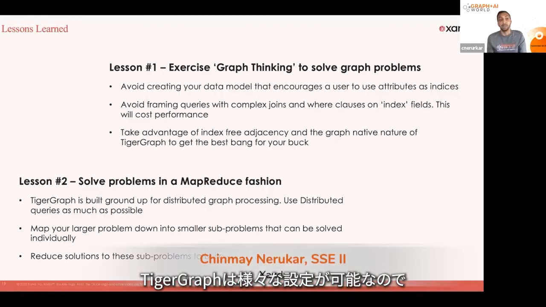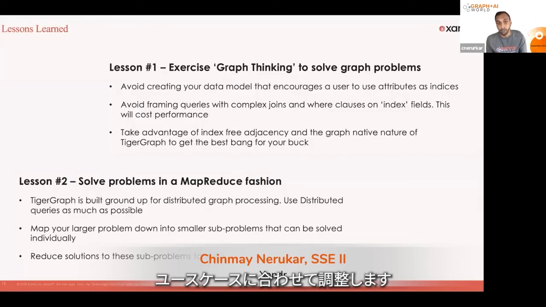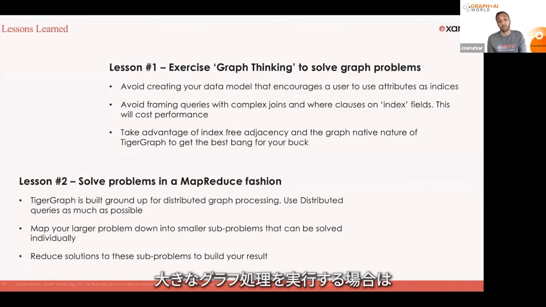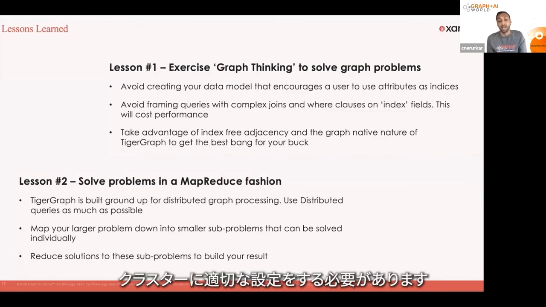TigerGraph is extremely configurable and you should tweak it to fit your specific use case. Whether you're trying to get super fast query times or you're trying to run heavy graph processing algorithms, setting the right configuration on your cluster will make all the difference for you.